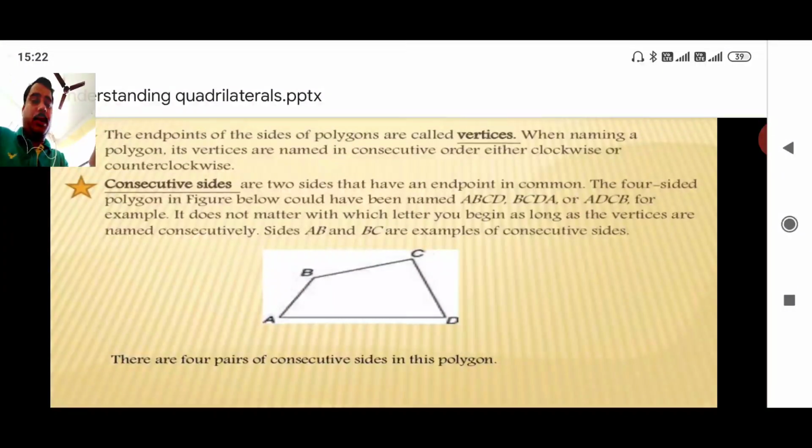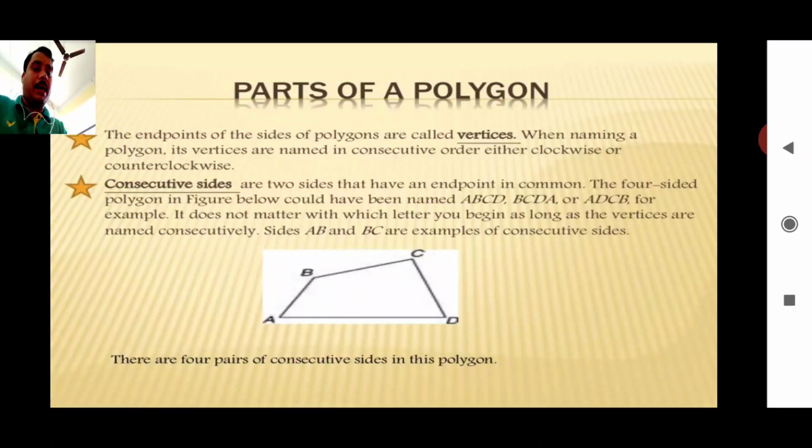Then consecutive sides are two sides that have an end point in common. The four-sided polygon in the figure below could have been named A, B, C, D, or B, C, D, A. If we start from A, then A, B, C, D is clockwise. If we start from B, then B, C, D, A is clockwise, or if we start from A, D, C, B it is anti-clockwise. It does not matter with which letter you begin as long as the vertices are named consecutively. Sides AB and BC are examples of consecutive sides.